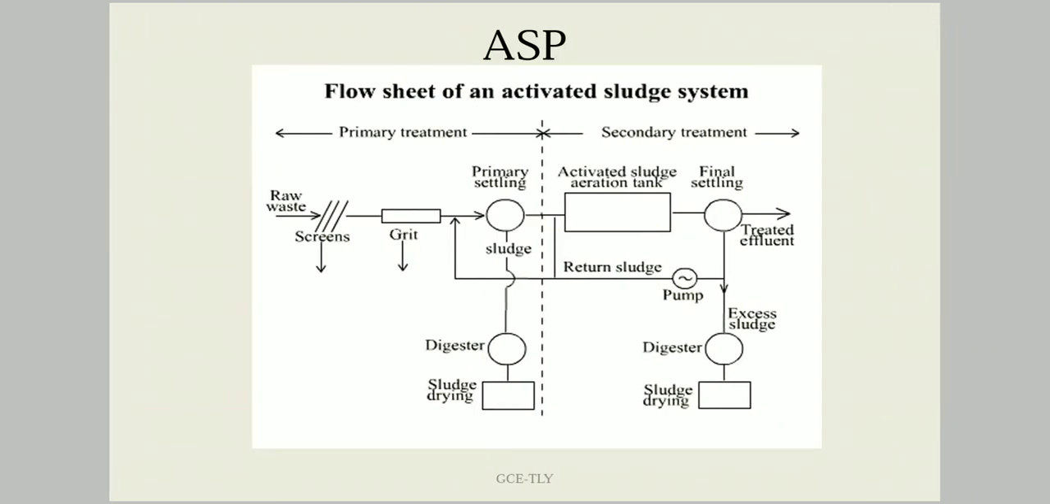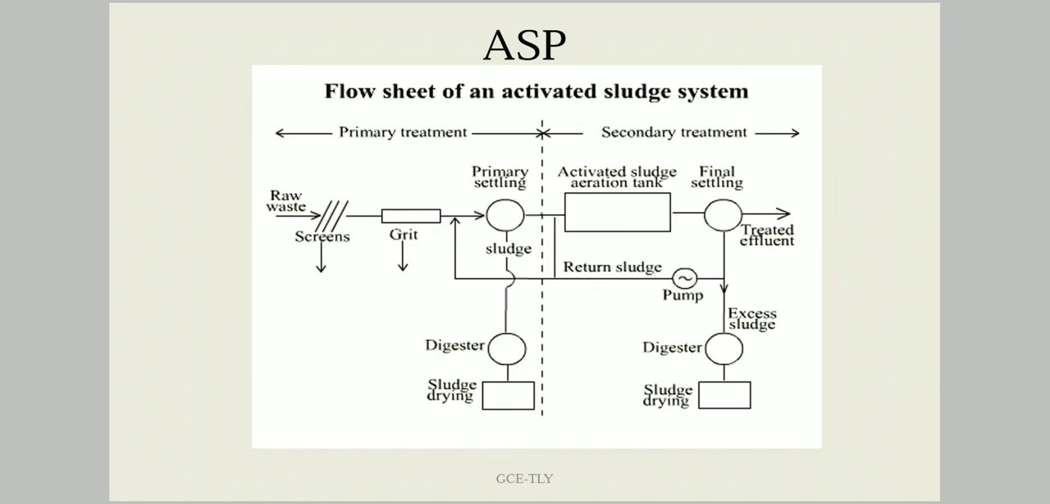Here you can see the flow sheet of the activated sludge process. Initially in the primary treatment process, we know that first we do screening, then we go for the grit chamber, grit removal, and then we go for the primary clarifier. From the primary clarifier, the sludge formed is removed, digested, treated and disposed of. Then we go for secondary treatment.